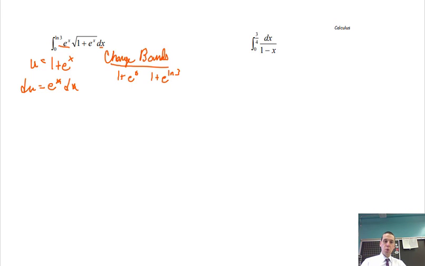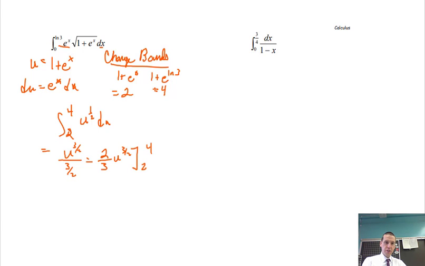E to the 0 is 1, so that will give us 2. E to the ln of 3 is just 3, so we get 1 plus 3, which gives you 4. So the integral of 2 to 4 of u to the 1/2 du. And so we'll just solve it here. U to the 1/2 will get u to the 3 over 2 divided by 3 over 2, which we know is just 2/3. U to the 3/2 from 2 to 4.